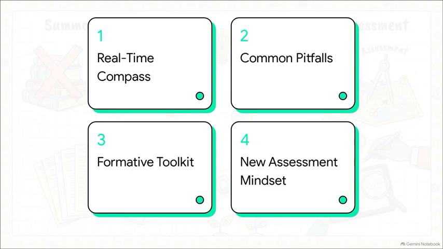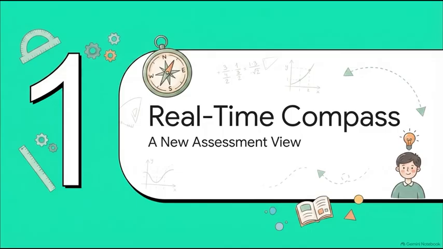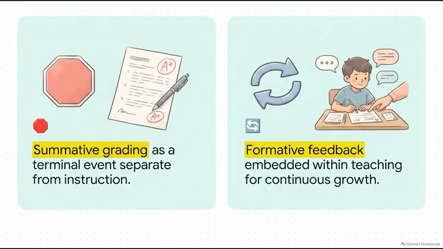Let's get to it. Section 1, the real-time learning compass. We're kicking things off by fundamentally shifting how we view those numbers sitting in our math gradebooks. We really need to rethink what assessment actually does for our students, especially right in the middle of a messy, complicated math lesson. So, let's look at the core paradigm shift we need to make here.